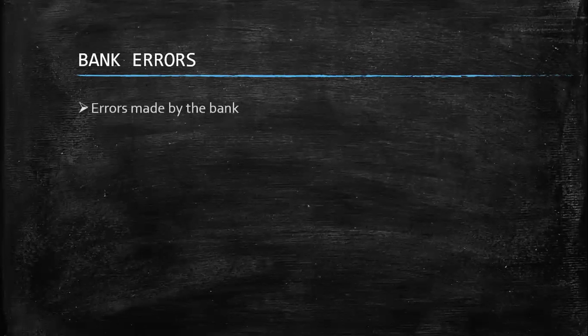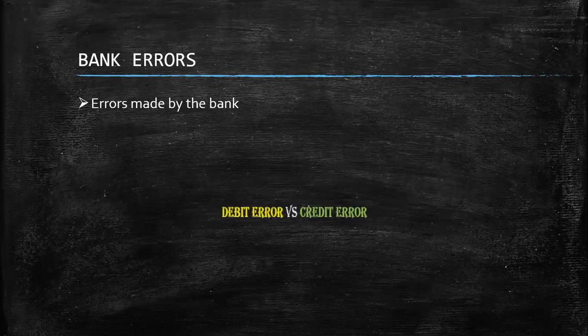Now, what are bank errors? Errors that are made by the bank. We have a debit and a credit error. There's only two types of errors.